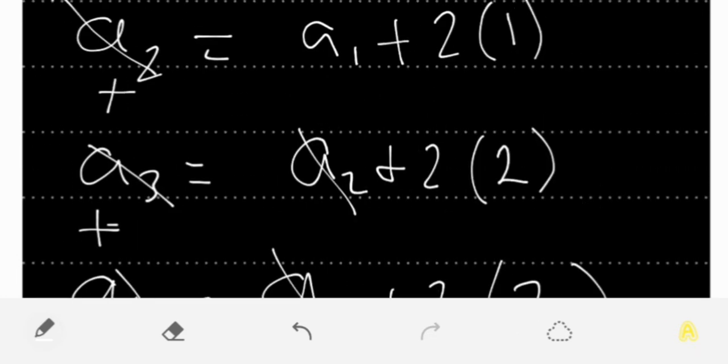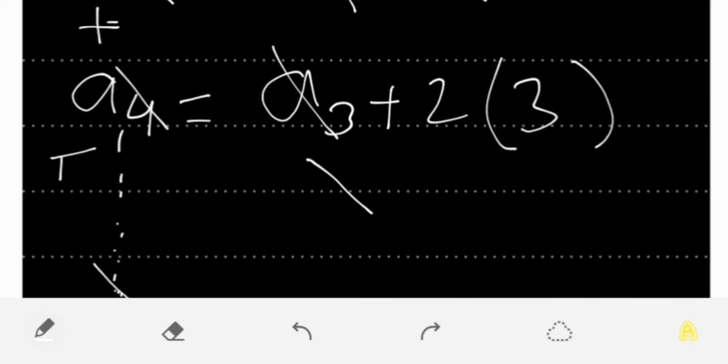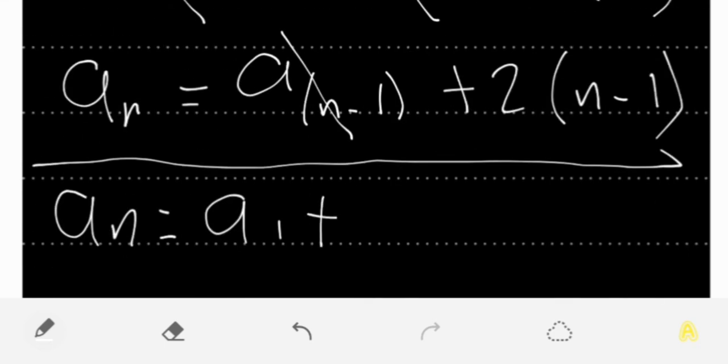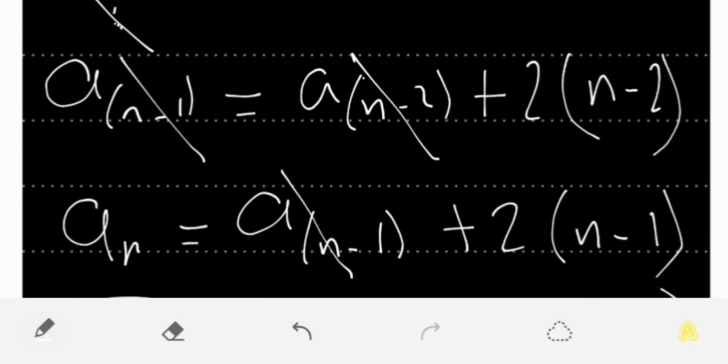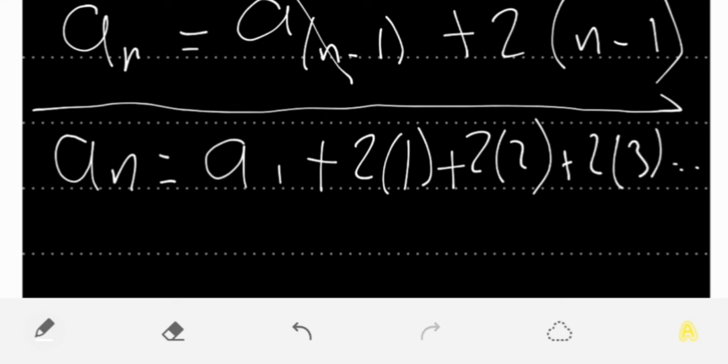So what do we have left? A1 doesn't have an a1 over here to cancel, and here we have an. So we have that an is equal to a1 plus 2 multiplied by 1, plus 2 multiplied by 2, plus 2 multiplied by 3, and it goes on summing until 2 multiplied by n minus 1.